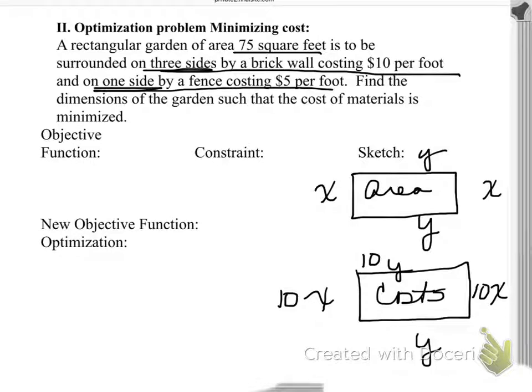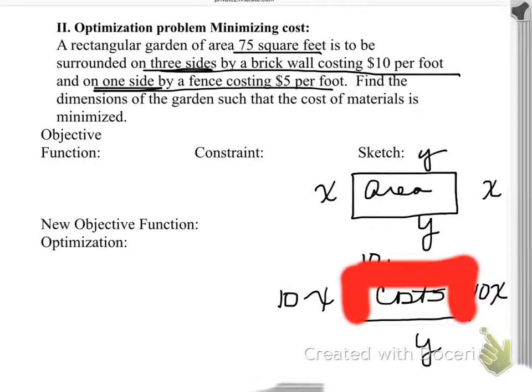Okay, so let's just make believe that this is kind of red. So it's my brick. Okay, so we make this a little darker. Okay, so this is 10y. Alright, so now the other side is just a fence, and that only costs $5. So that's going to be a 5y. So I have the brick, and I have the fence.